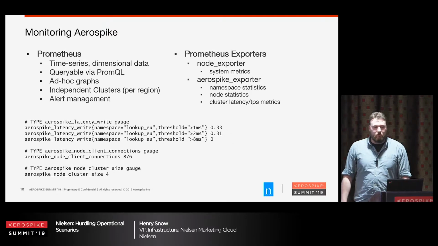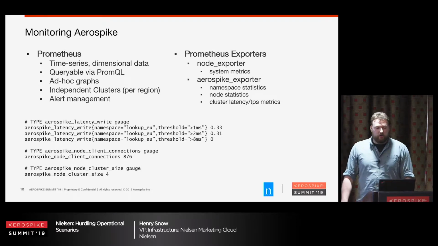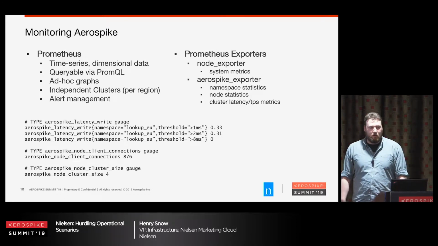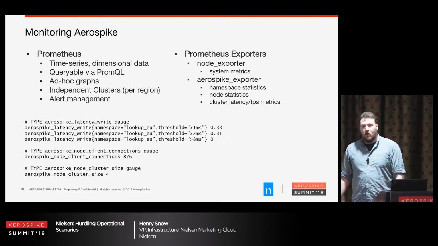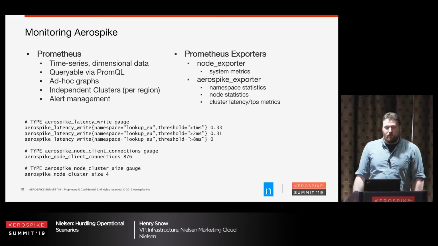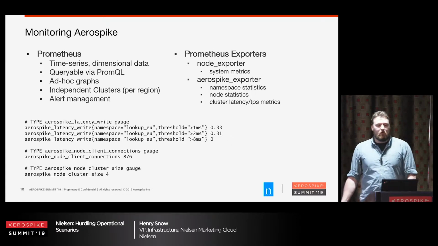Prometheus allows you to do time series-based metric collection using dimensional data. You're able to have labels associated with a specific metric, so you're able to dive as deep as you would like into the metrics that are available. You also get the advantage of independent clusters per region, which allows you to isolate a problem if you're having trouble with metric collection for whatever reason. You're also able to handle alert management through these. Prometheus uses something called exporters to make the data available.